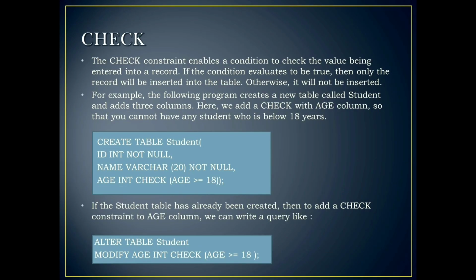Check constraint. The check constraint enables a condition to check the value being entered into a record. It allows a record to be inserted into the table, only if the condition evaluates to true, otherwise not. The following are two examples. First one is for adding the constraint at the time of table creation, and the second one is for adding it to an existing table.